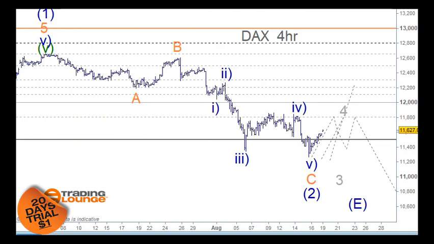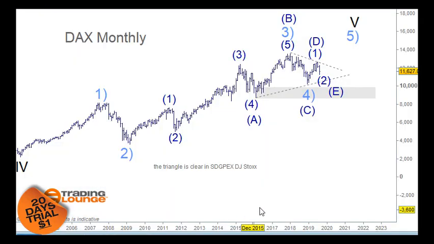And the interesting thing, if we go to the DAX, let's go to the monthly chart here. We'll just simplify it for a little bit.